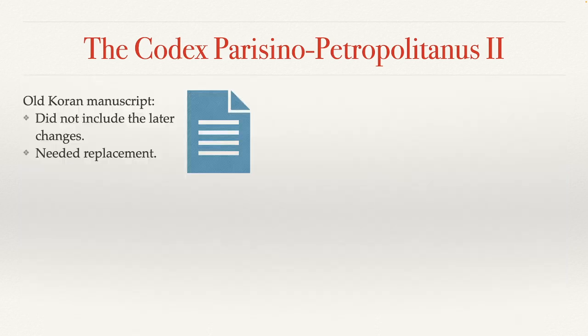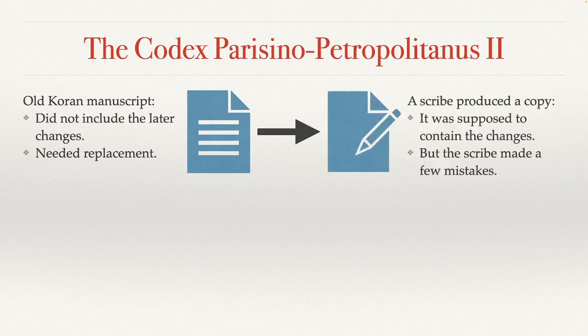So what we are likely looking at is a scenario in which an old Quran manuscript existed which did not yet include the changes that we've talked about in the last few videos, and which had to be replaced, either because it was missing those crucial bits, or because it fell apart, or for any other reason. So a scribe produced a copy which was supposed to contain the changes, confirming Muhammad's sonlessness and hence his status as the seal of the prophets. But luckily for us, the scribe made some mistakes which now reveal the truth.